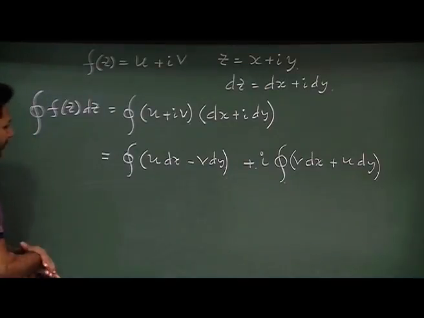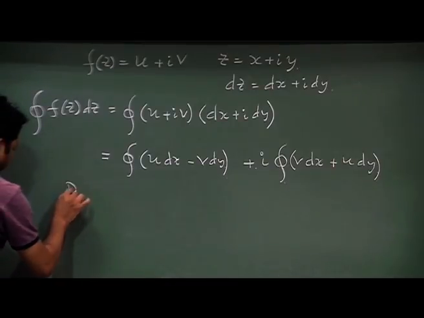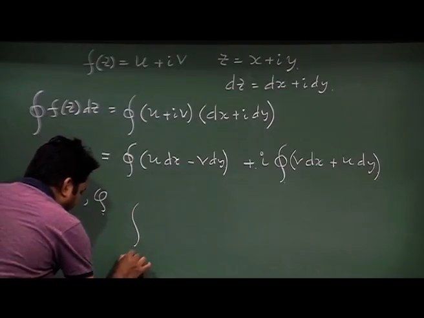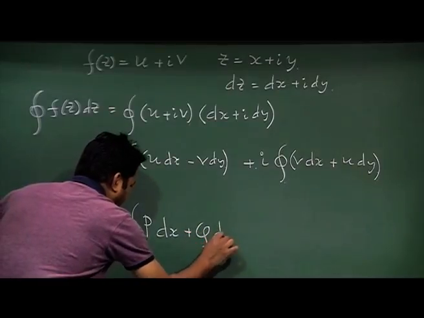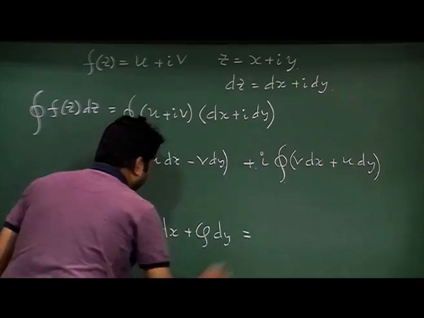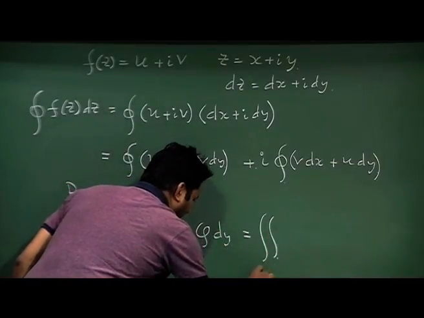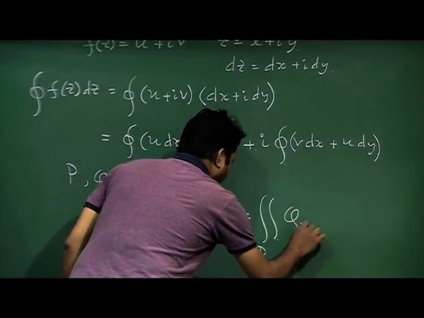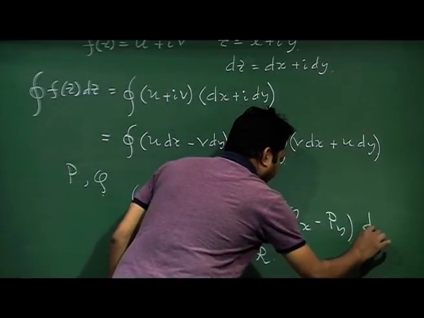Now, the next thing is that we are going to apply one relationship that we know: if P and Q are functions of x and y, then we know the relationship that over some closed curve, the integral of P dx plus Q dy is equal to the integral over the region of (∂Q/∂x minus ∂P/∂y) dx dy.